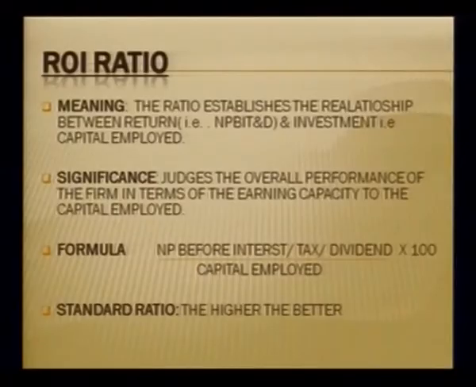The last ratio under the context of profitability ratios is the return on investment, or return on capital employed, or net profit to capital employed. Under this, as the name suggests, return on investment means what is the net profit available on the total investment or the total capital which the business has invested in the overall operation. This is what we are trying to determine through the return on investment. Herein we establish the relationship between the net profit, to be more precise, net profit before interest, tax and dividend, to the total capital employed.